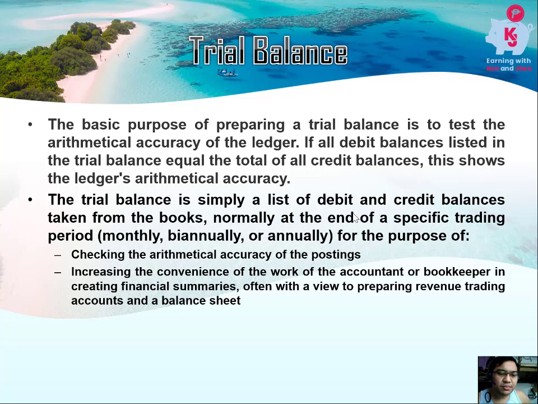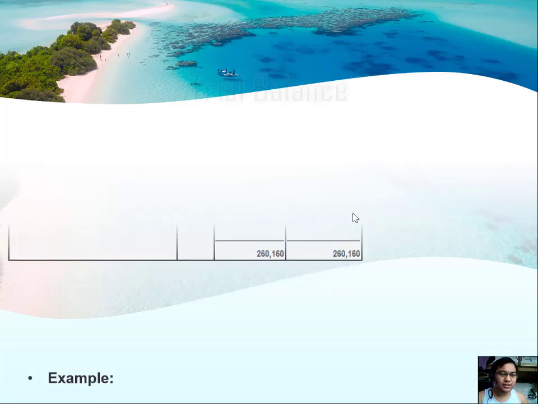The trial balance is simply a list of debit and credit balances taken from the books, normally at the end of the specific trading period, monthly, biannually, or annually, for the purpose of checking the arithmetical accuracy of the postings and increasing the convenience of the work of the accountant or bookkeeper in creating financial summaries, often with a view of preparing revenue trading accounts and balance sheet.